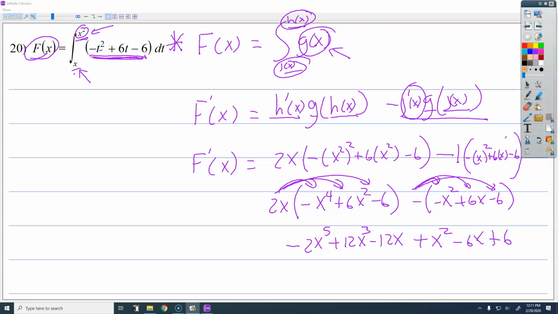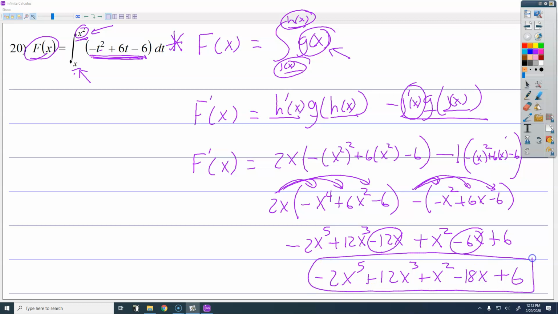And then any like terms we have, we would want to put them together. So these can go together. Negative 12 and negative 6 makes negative 18. So I'm going to put the x squared first, and then I'll put the negative 18x there. And there it is.